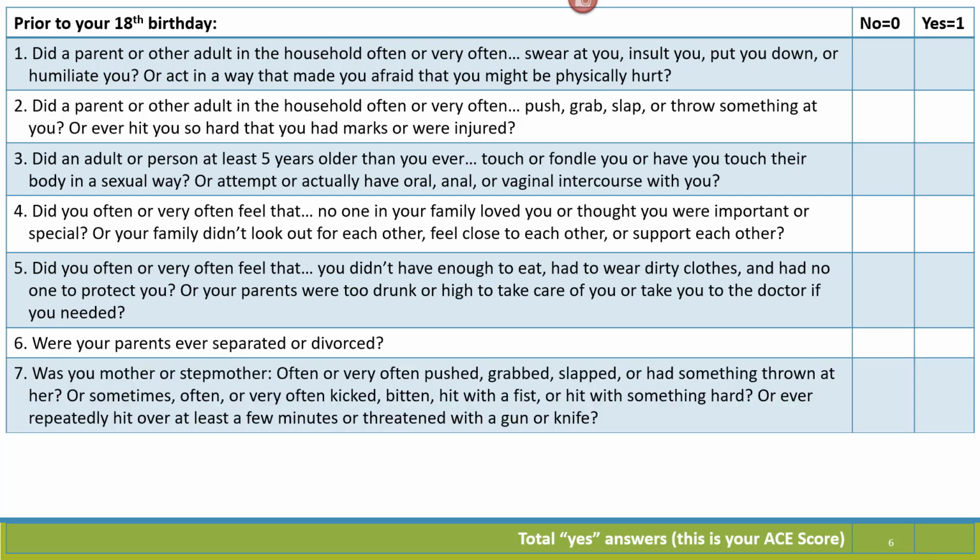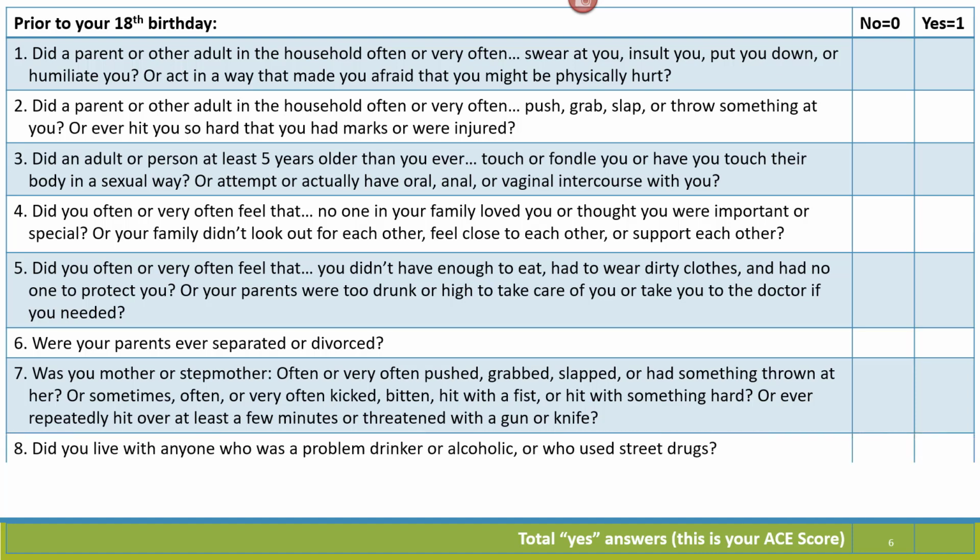Question 7. Was your mother or stepmother often or very often pushed, grabbed, slapped, or had something thrown at her? Or sometimes, often, or very often kicked, bitten, hit with a fist, or hit with something hard? Or ever repeatedly hit over at least a few minutes, or threatened with a gun or knife?